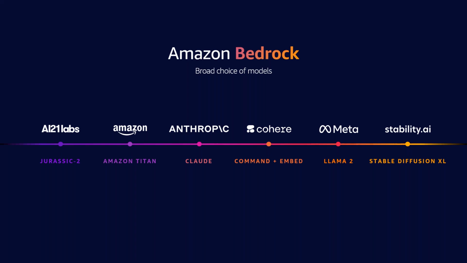It could be Stable Diffusion models, which are image generation models. We have Meta, which can be the Llama 2 models. It can be used for personalization. It can be used for content summary. Even Jurassic models can be used for content summary and chatbots.